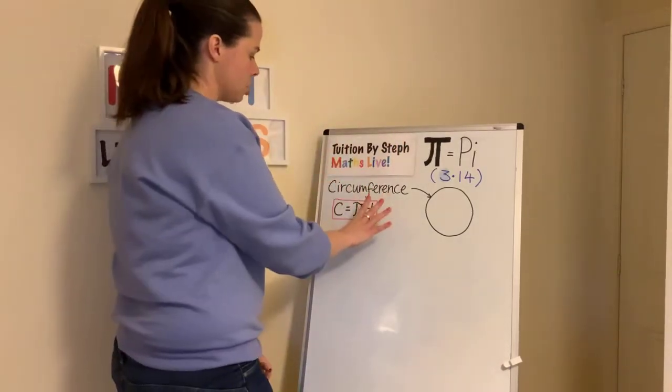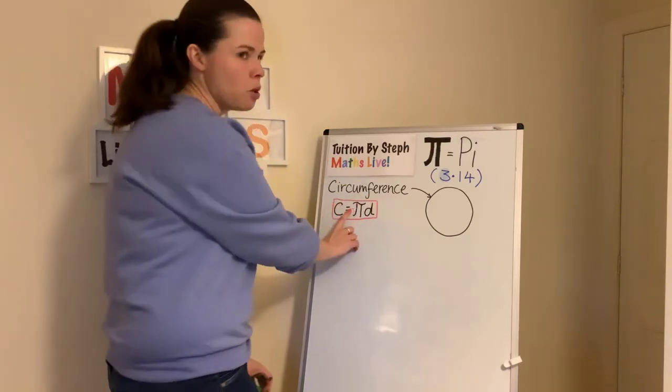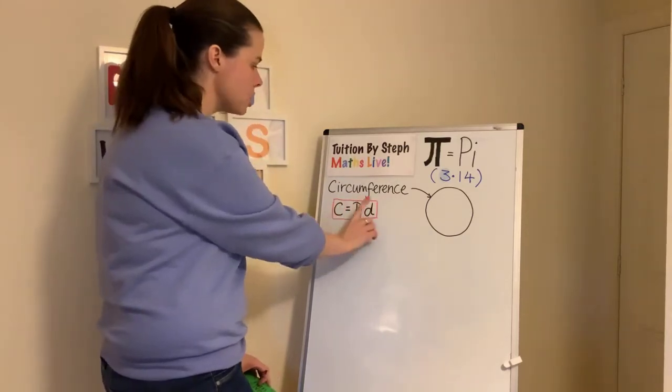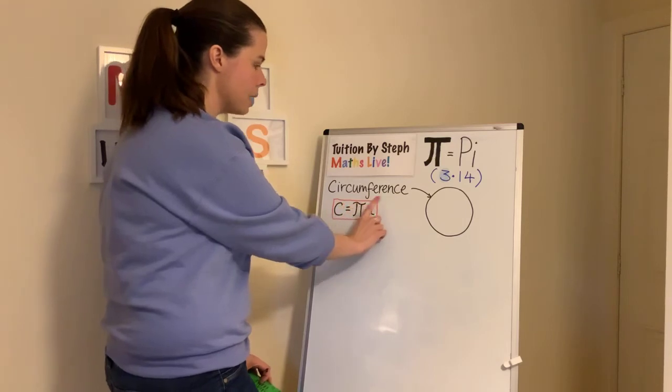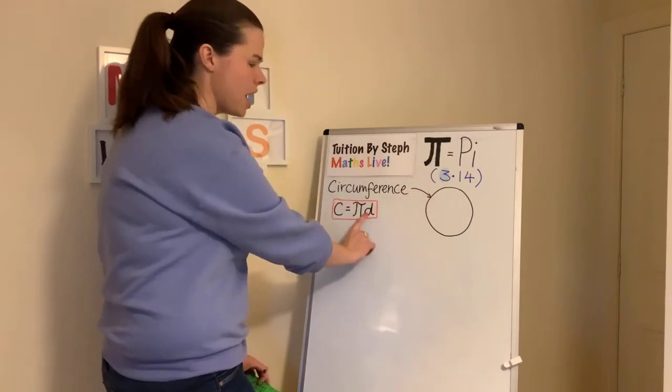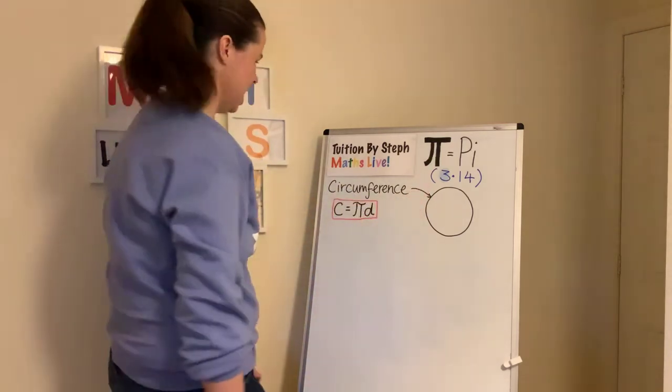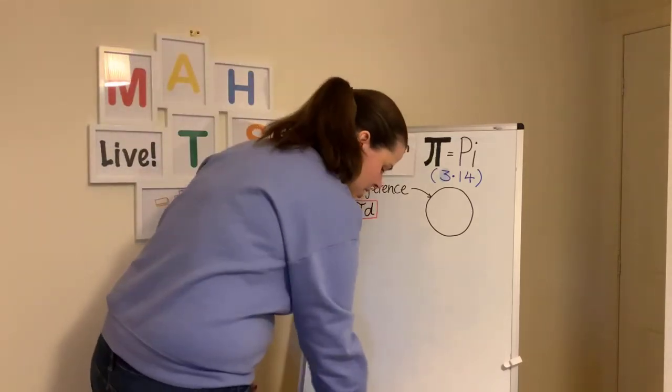So we're finding the circumference. C equals, right, we know what pi stands for. So you have to find the circumference of a circle, you have to times 3.14 by D. What's D? What on earth is that?